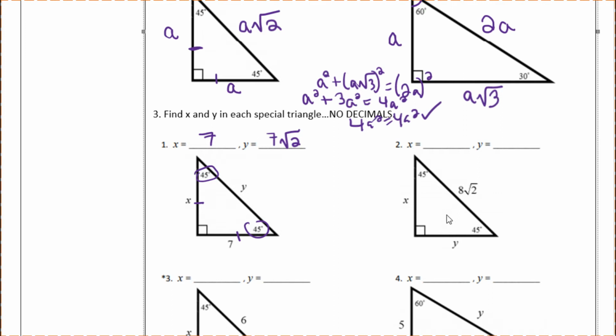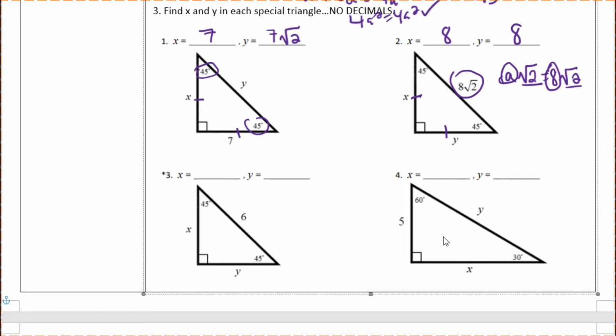This one's 45, 45, 90, so that means x has to equal y. But we know the hypotenuse is 8 square root of 2. So that means a square root of 2 has to equal 8 square root of 2. Well, that just means that a is 8, right? So a has to be 8. So that means these sides are 8. x equals 8, y equals 8. And that's it.